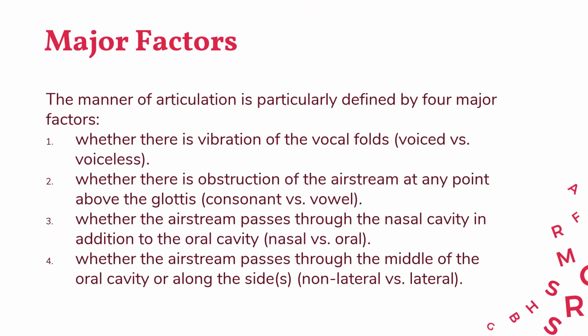For the major factors, the manner of articulation is particularly defined by four major factors. The first one, whether there is vibration of the vocal folds, voiced or voiceless. And then the second, whether there is obstruction of the airstream at any point above the glottis. Here refers to consonant versus vowel.